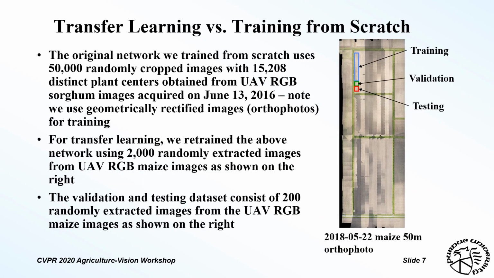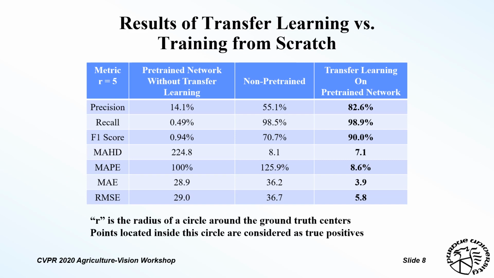The first experiment we did is to compare transfer learning to training from scratch. The source network we used is trained on 50,000 UAV sorghum images from scratch. After copying the weights from the source to the target network, we trained the target network with 2,000 UAV maize images. The result shows the transfer learning achieved better performance compared to training from scratch and directly applying the source network to the new data.